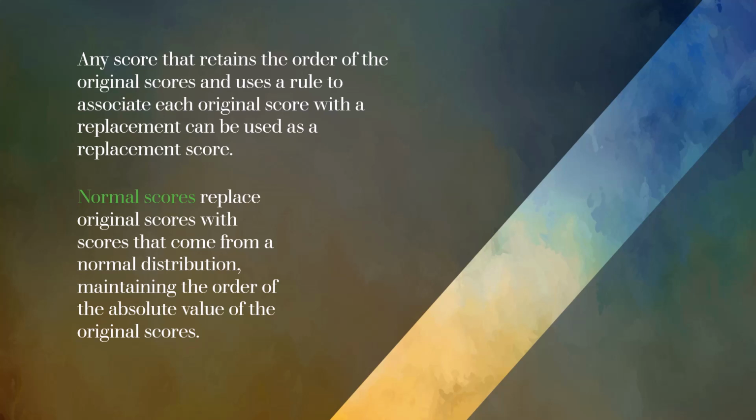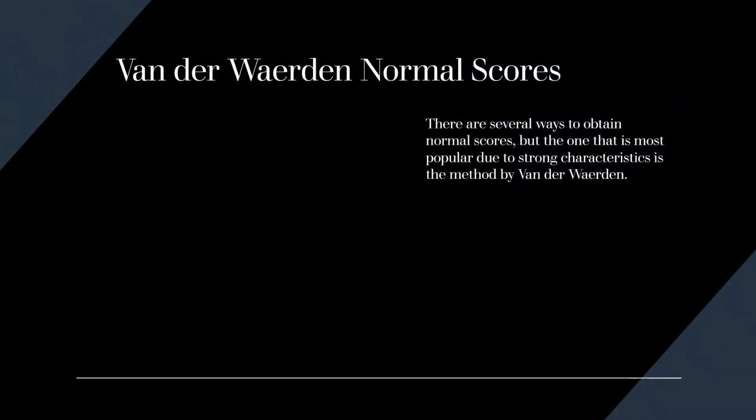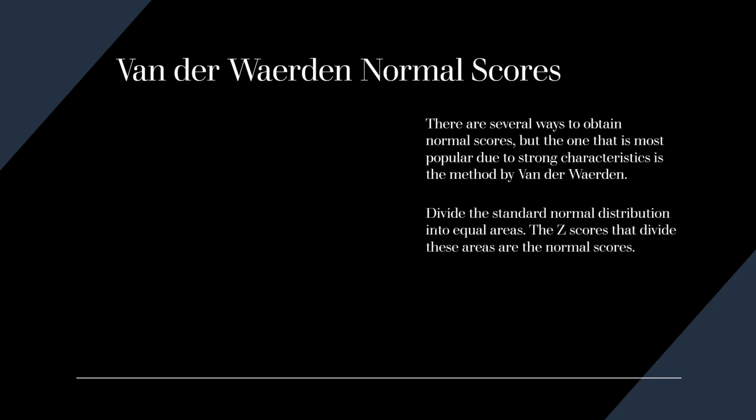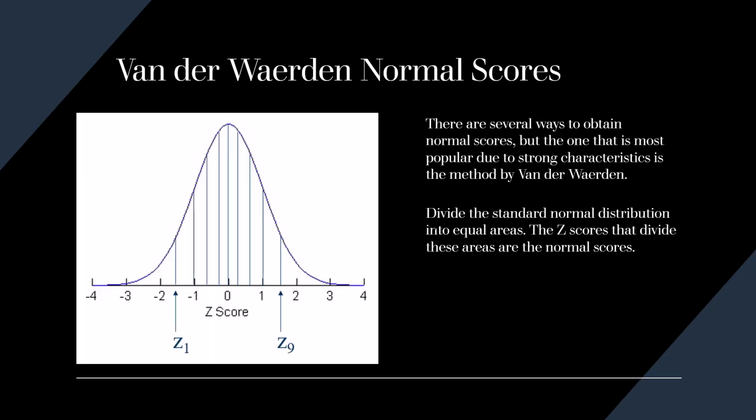There are several ways to obtain normal scores, but the one that is most popular, due to the strong characteristics that it yields, is the method by van der Waerden. The method is to divide the standard normal distribution into equal areas. The z-scores that are at the boundary of those areas are the normal scores that we're going to use as replacement scores. Here's a picture.